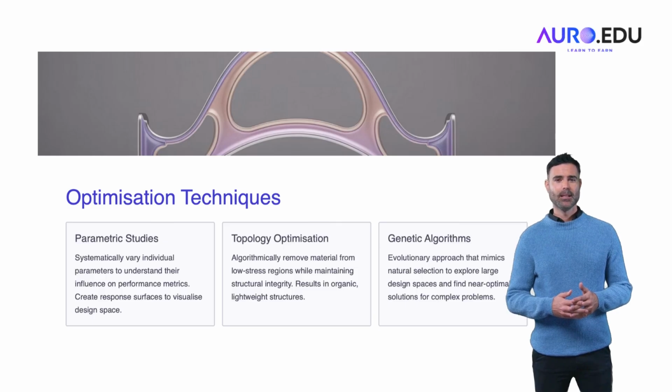Optimization techniques. Use parametric studies to test variable changes one at a time. Topology optimization can show you how to lighten the structure without weakening it. Genetic algorithms help find global optima in complex designs. These techniques show employers you understand both engineering and innovation.